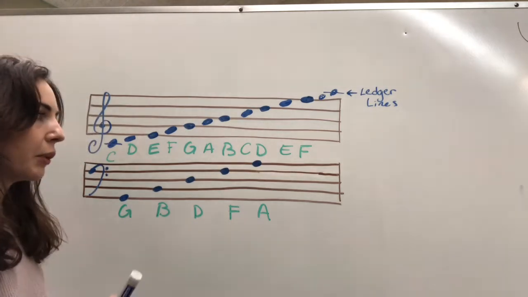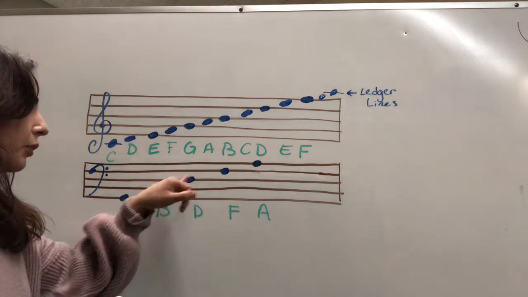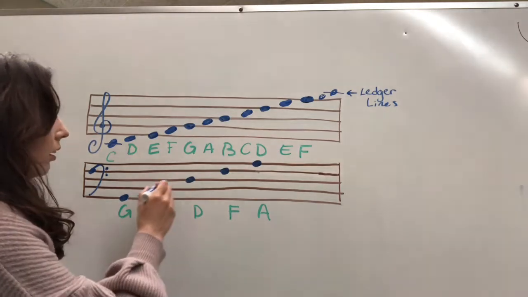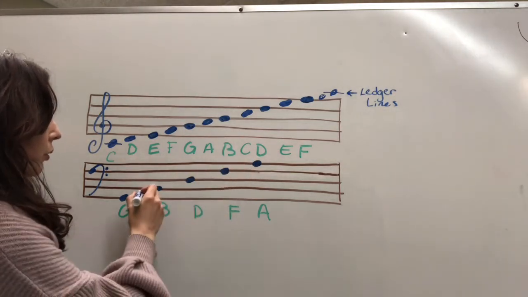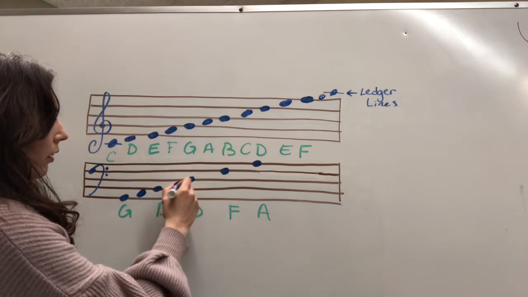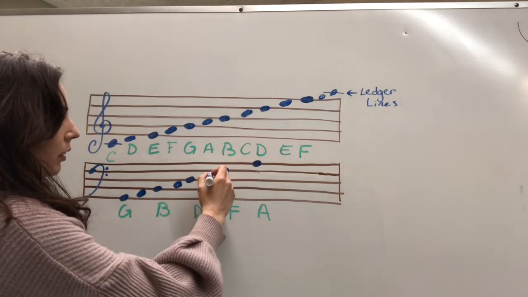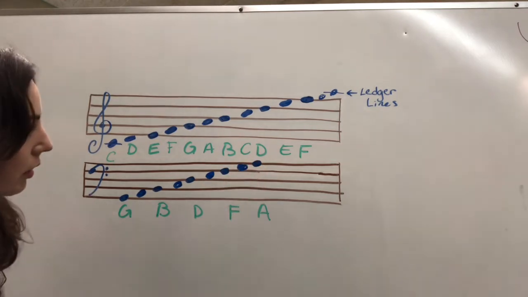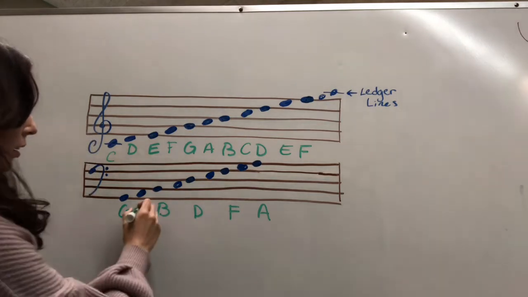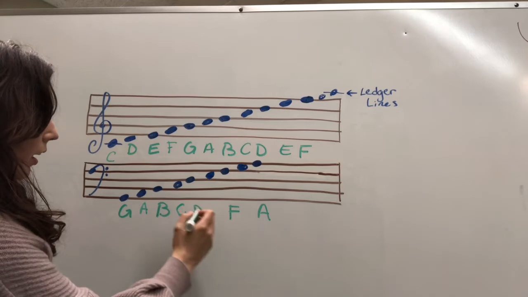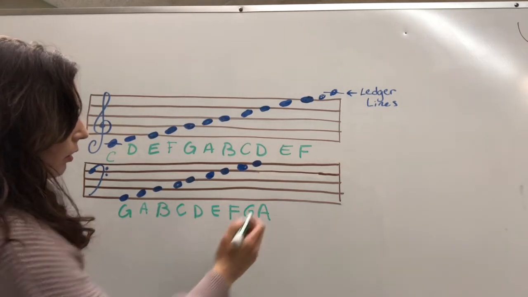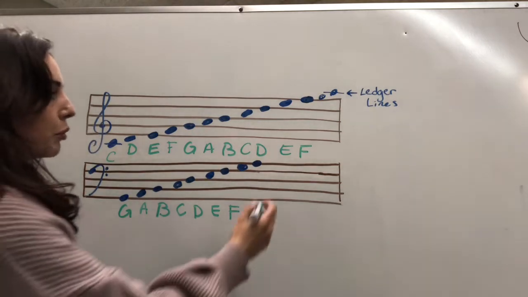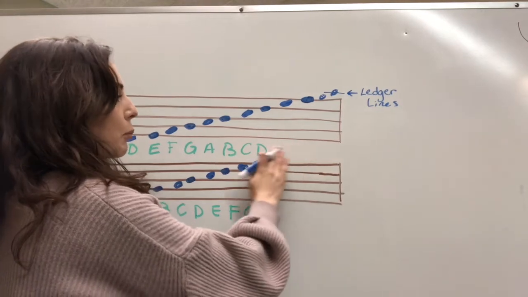And there's a phrase that we use to remember the space notes for the bass clef. And that's usually all cows eat grass. So all would be A, cows is C, eat is E, grass is G. So I'm going to write those letter names underneath. All cows eat grass.